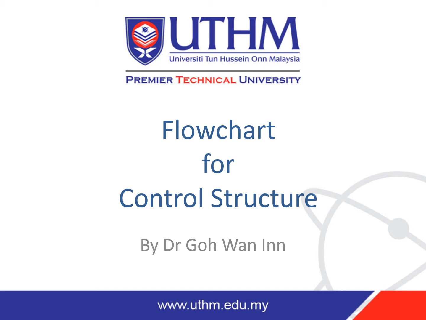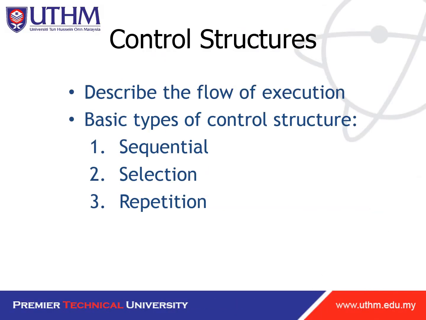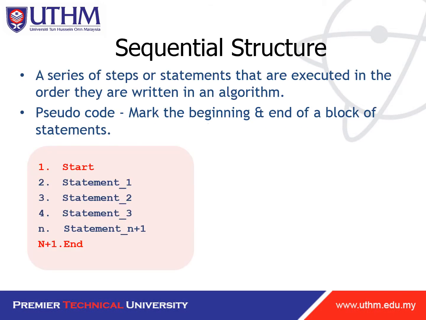Okay, so let's talk about the control structure, the flowchart for control structure. The control structure is divided into three: sequential, selection, and repetition. The flowchart for each is also different. For sequential structure, it is a series of steps or statements that are executed in the order they are written in an algorithm. The pseudocode marks the beginning and end of a block or statement.